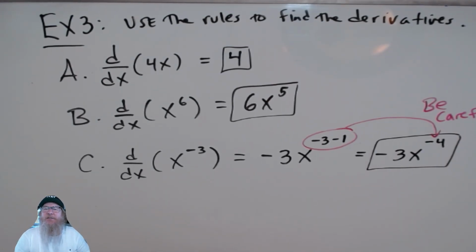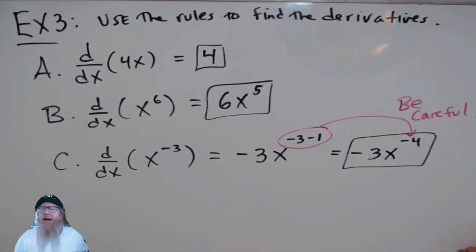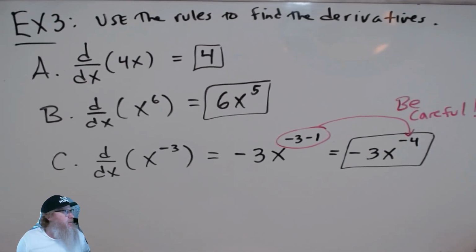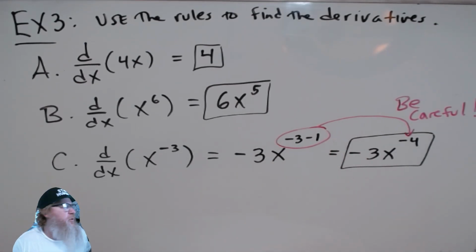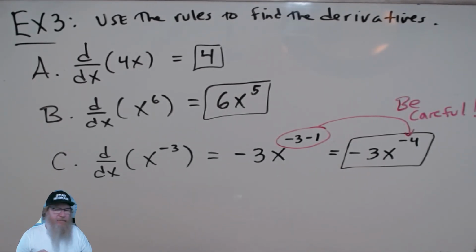I have seen students that are very well trained and well versed, excellent students, and they will accidentally go -3 -1 and then do -2. And it's a very common mistake. So let's just be careful about that.